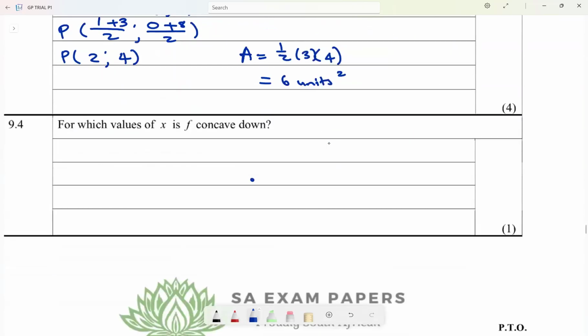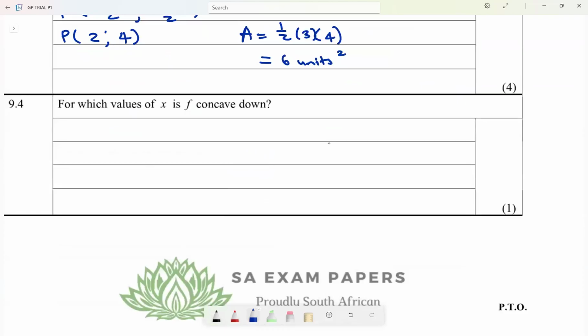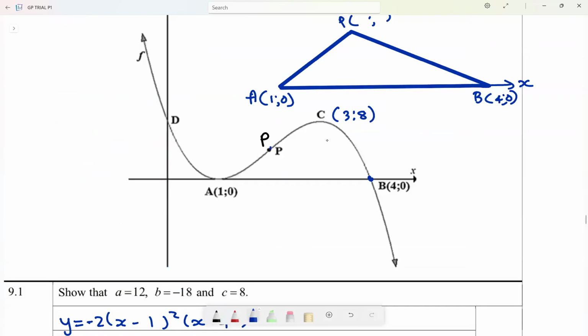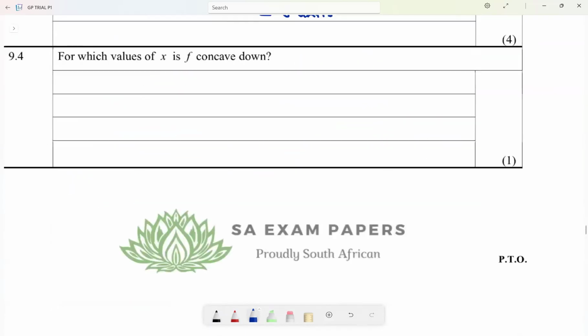For which values of x is f concave down? Okay, I know I need to locate my point of inflection. Concave down is here, concave down is there. So I need to say x, because it is on that side, needs to be greater than the x coordinate of my point of inflection. It is 2. So this is my answer. So x is greater than 2. This was just easy marks.